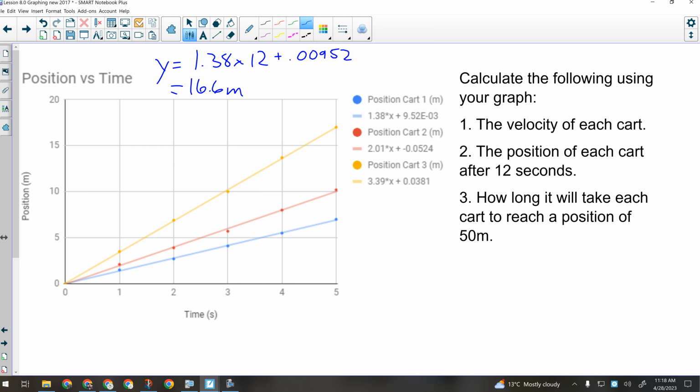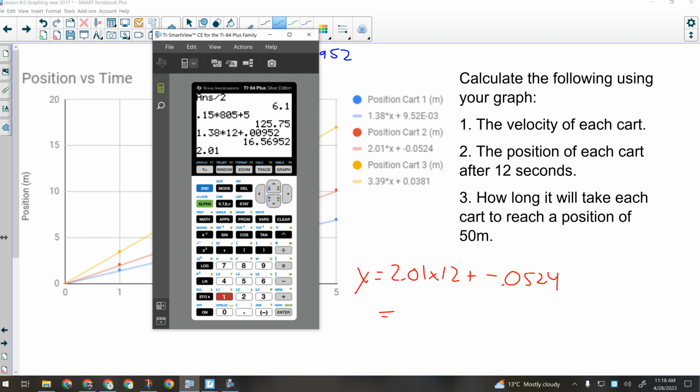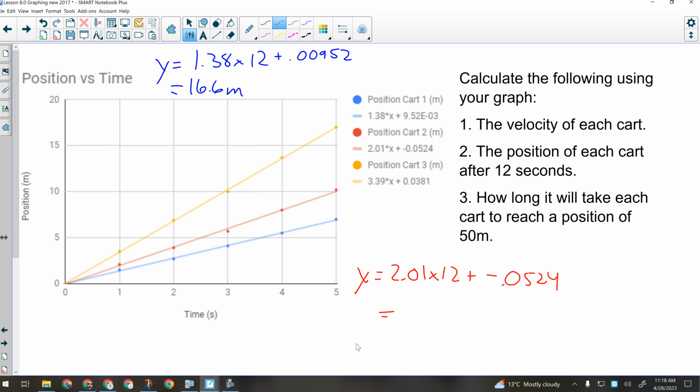Okay, for cart number 2, which is red, y will equal 2.01 times 12 plus negative 0.0524. Okay, so we're looking at 24.1 meters. And that makes sense because red is faster than blue. The line is steeper, so it's faster than the blue car, so it should go further in 12 seconds than the blue car did.